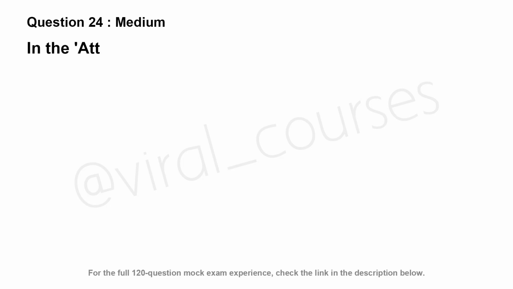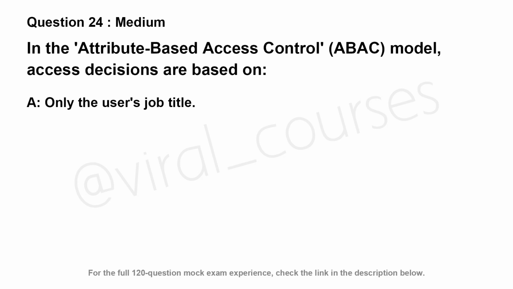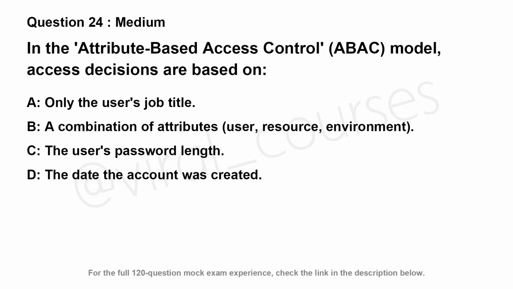In the attribute-based access control (ABAC) model, access decisions are based on: Option A, only the user's job title. Option B, a combination of attributes: user, resource, environment. Option C, the user's password length. Option D, the date the account was created.